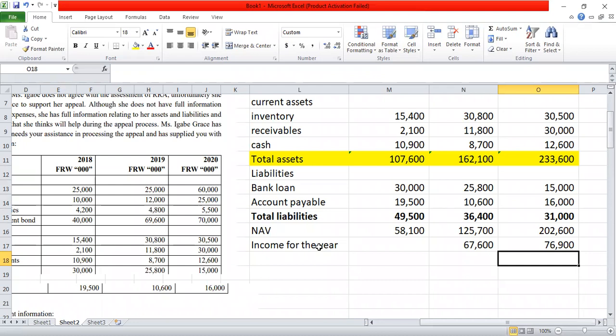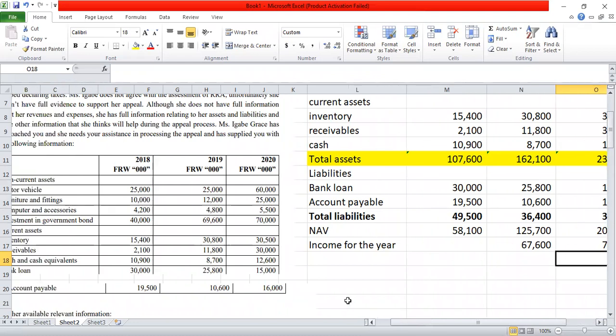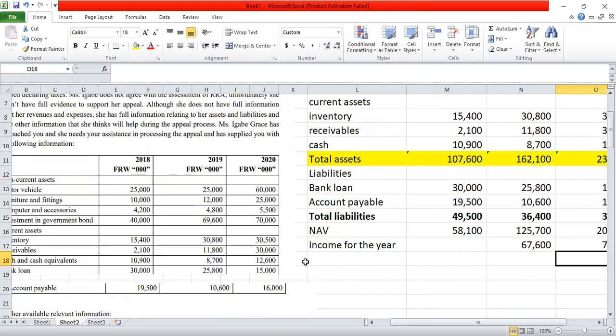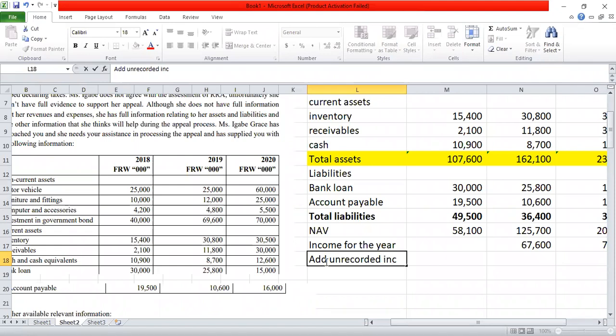So if I don't have any adjustment, I just calculate my tax here. But the question has given us some adjustment. They told us she has not been depreciating her assets since purchase, and thus they are recognized at cost. So we need to recognize the government bond has a maturity of 10 years and the interest is 12% per annum. This was not recorded. So we need to add unrecorded incomes.